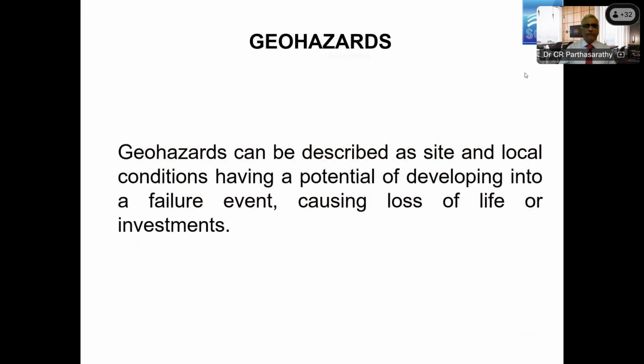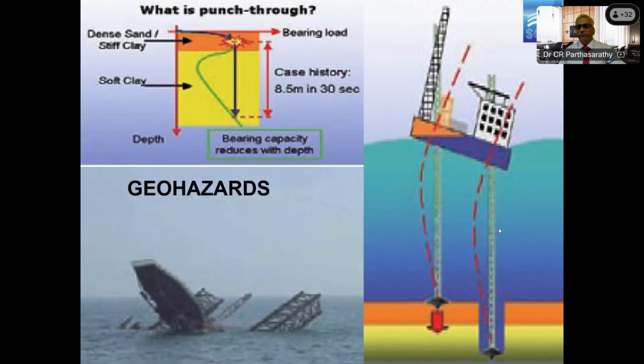So once the geophysical survey is done, then you can identify the geohazards, which is described as the site and the local conditions having a potential of developing into a failure event or loss of life or investments. So what is the hazard as far as the jack-up rig is concerned? One of them is your uneven seabed, like your sand dunes or sand ripples. One of the most challenging hazards is the punch-through hazard.